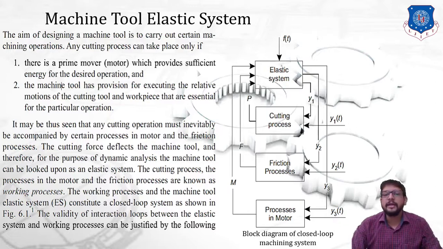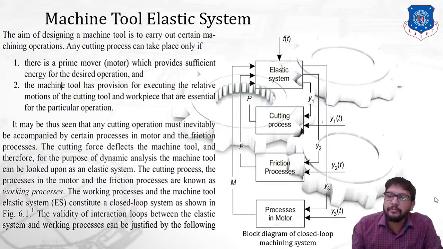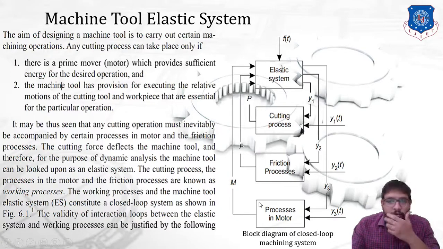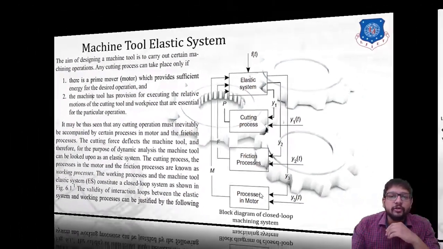Now the validity of interaction loops between the elastic system and the working process can be justified by the following considerations. Over here you can see that for every input parameter we provide to the machine tool, there is an output parameter, which is y1. Even for the frictional process, F is the input parameter to the elastic system, that is the frictional resistance, and the output, that is deflection y2, takes place because of that. Now all these are interrelated to each other and form a closed loop.